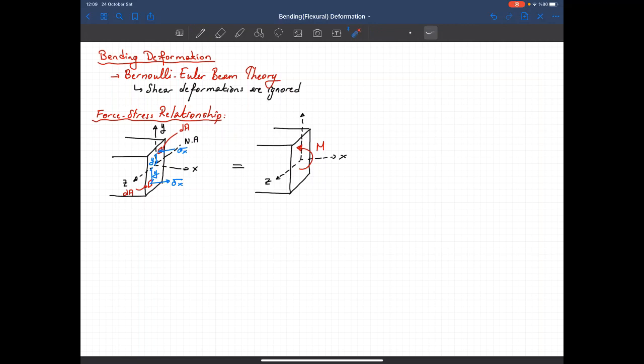Now for equilibrium, the moment created by all these little small stresses on this area must be equal to the applied moment. So let's write it as an equation. So moments about z-axis.